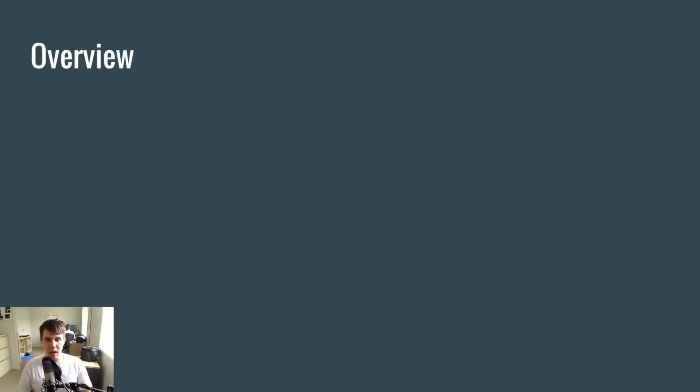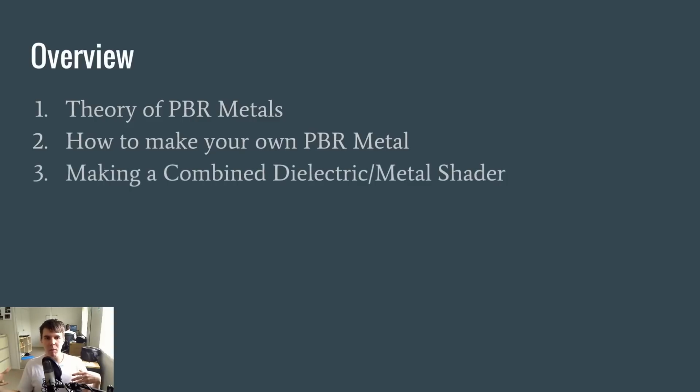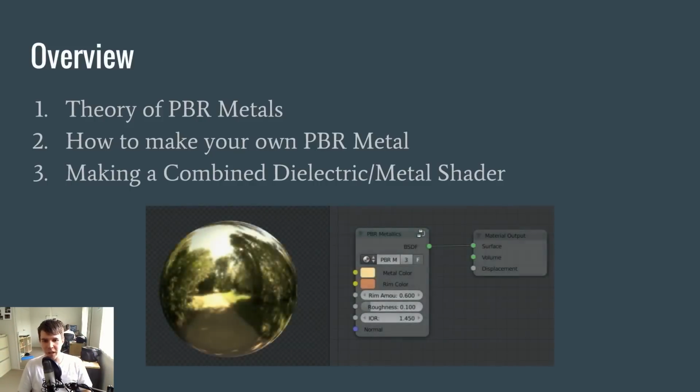There is a bit to go over in this video, so I'll give you a quick overview of each part. We're going to start with the theory: some of the reasons why metal is different to a standard dielectric material, and some of the physics involved in that. Then the walkthrough process on how to make your own PBR metal material. And then to finish, as a minor thing, I'll show you how to combine both the dielectric node group as well as this metal node group into one little metal shader. But the main point of this video is to give you that one nice, neat metal node group.